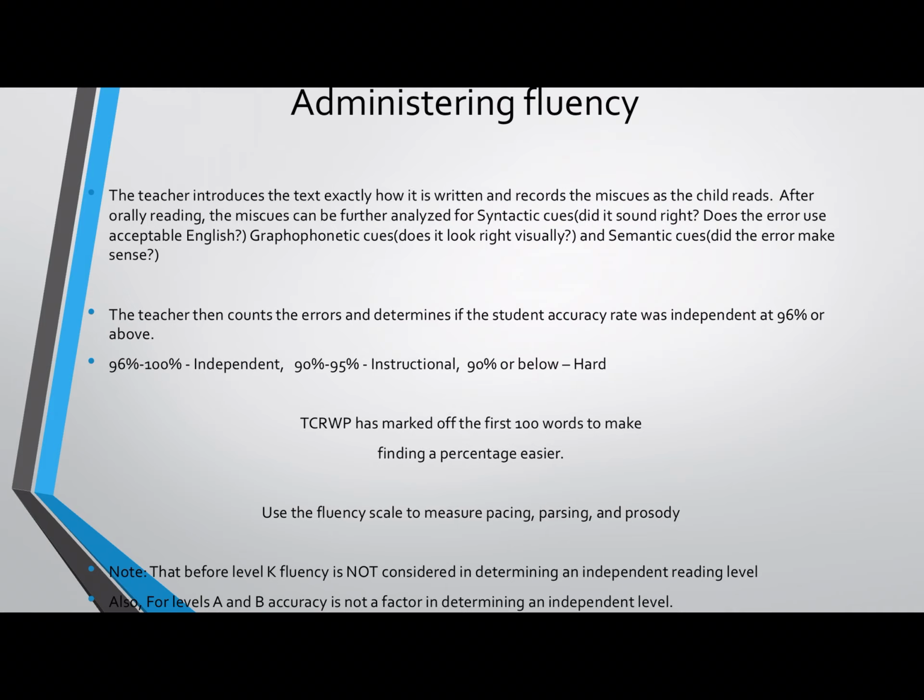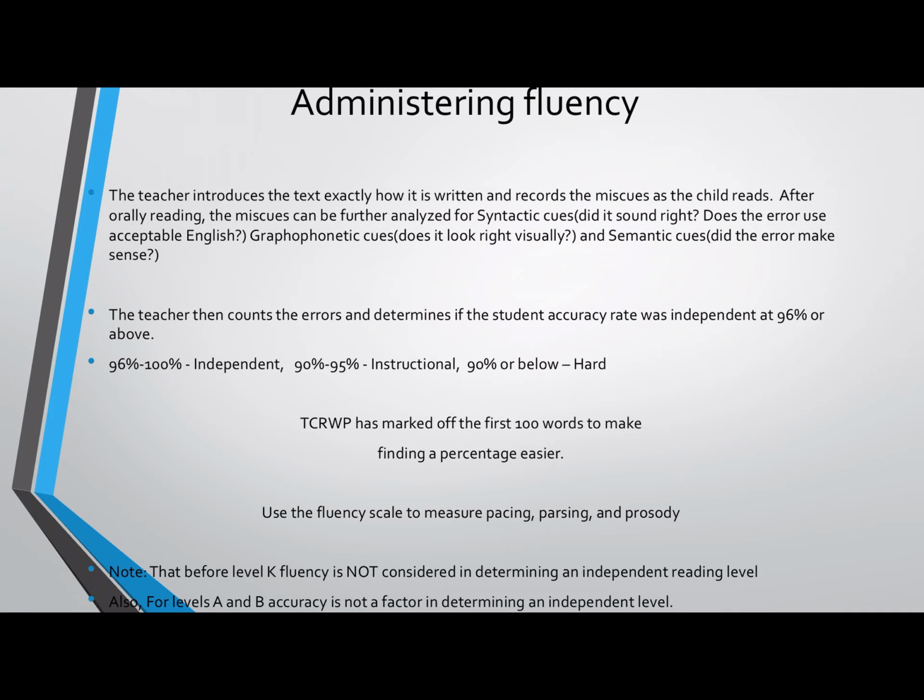Did it sound right? Does the error use acceptable English? Graphophonetic cues: does it look right visually? And semantic cues: did the error make sense? The teacher then counts the errors and determines if the student's accuracy rate was independent at 96% or above, or 90 to 95% would be instructional, or 90% or below would be too challenging or hard for the child at this time. The Teachers College has marked off the first 100 words to make finding a percentage easier.